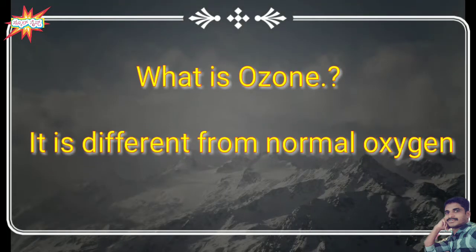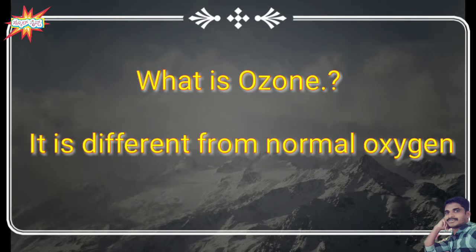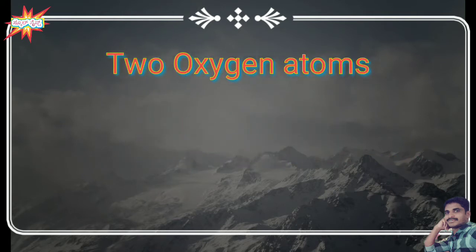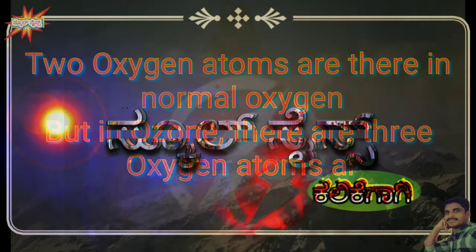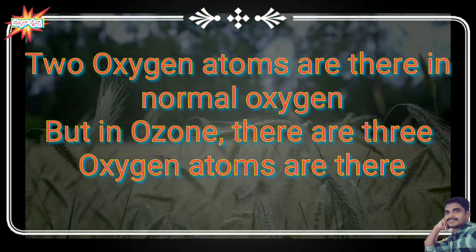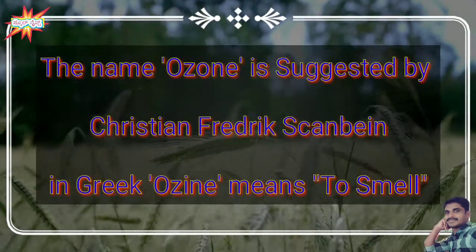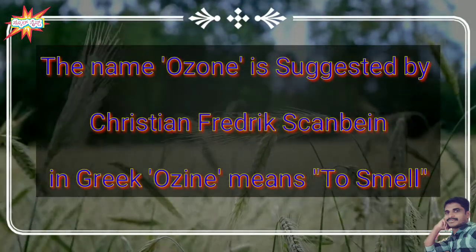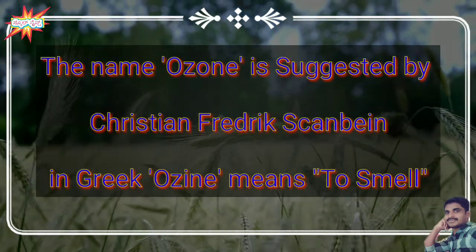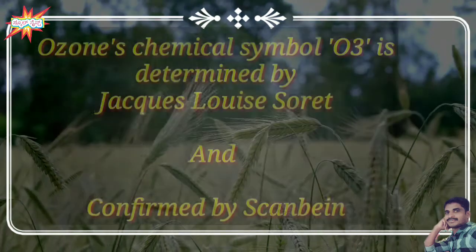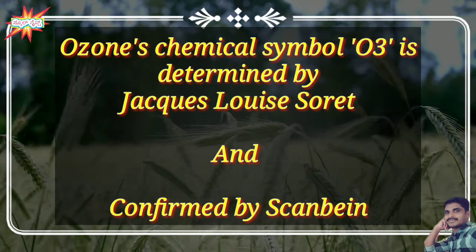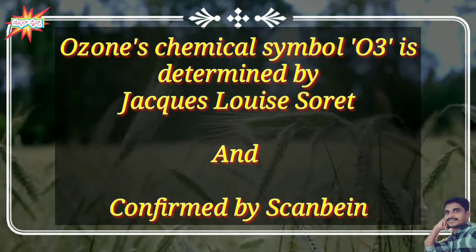After this, what is ozone? It differs from normal oxygen in that there are two atoms in ordinary oxygen but three oxygen atoms in ozone. The first name of the ozone, the first chemical compound, was named after Christian Frederick Schonbein. In Greek, ozone means to smell. Ozone's chemical symbol is O3, was determined by Jacques-Louis Soret and confirmed by Schonbein.